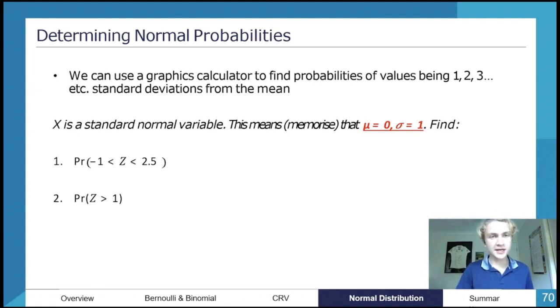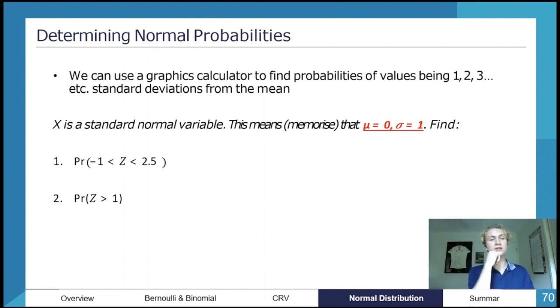Okay, determining normal probability. So we can use a graphics calculator, as I said before, to find probabilities of it being 1, 2, 3 standard deviations from the mean. So X is a standard normal variable. And if we're talking about a standard normal variable, that means, and you've got to memorize this, that the mean equals 0 and the standard deviation equals 1. So if you hear standard normal variable, think that we're talking about mean equals 0, standard deviation equals 1.